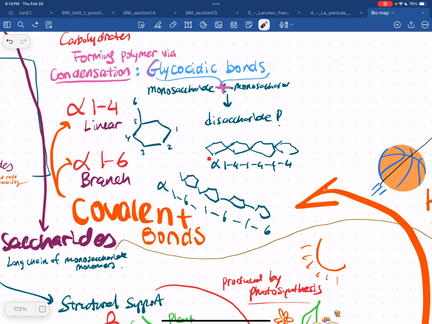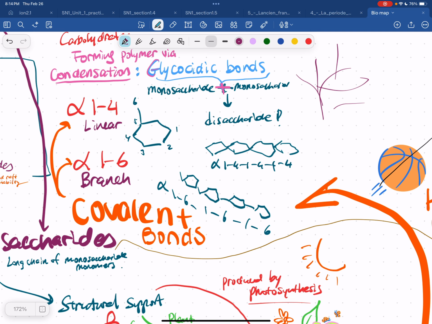And 1,4 is less easy to consume because they're linear, whereas if it's branched, it's easier to consume. So they are faster, for a short period. They're quick energy. Alpha 1,4 is a long-term energy, linear shaped. 1,6 is branched and is short-lived. Well, not short-lived, but yeah.